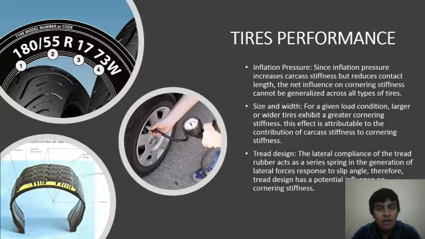Continuing, I talk about tire performance. The first tire performance factor is inflation pressure, since inflation pressure increases carcass stiffness but reduces contact length. The net influence on cornering stiffness can be generalized across types of tires. The second is size and width. For a given load condition, larger or wider tires exhibit a greater cornering stiffness.